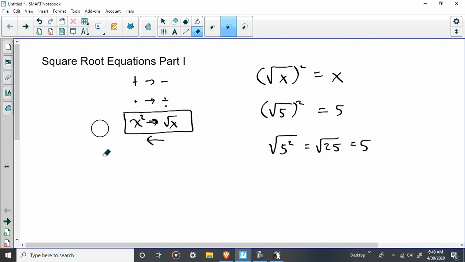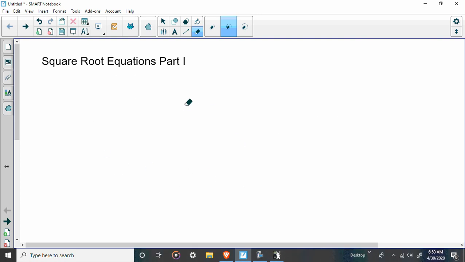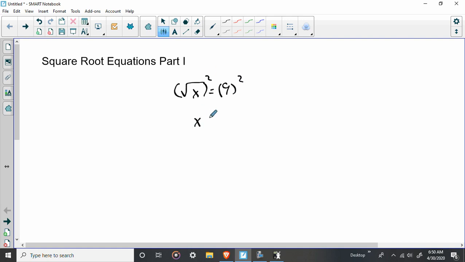With equations, what they're slowly going to start to do is start adding components onto it. They might say something like, the square root of x is equal to 9, right? So then what do we do? You can square this side and square this side, and you'll find out that these undid each other, and 9 squared is 81.